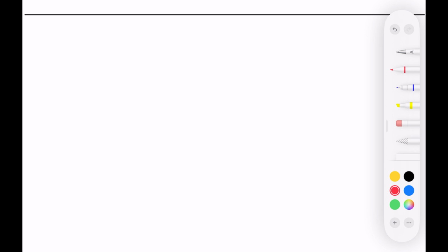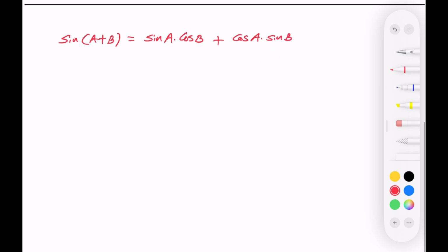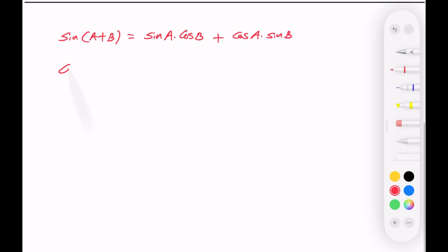The first identity that we derived was for sine A plus B. We said sine A plus B is equal to sine A cosine B plus cosine A sine B. The second trig identity that we derived was for cosine A plus B. We saw this is equal to cosine A cosine B minus sine A sine B.